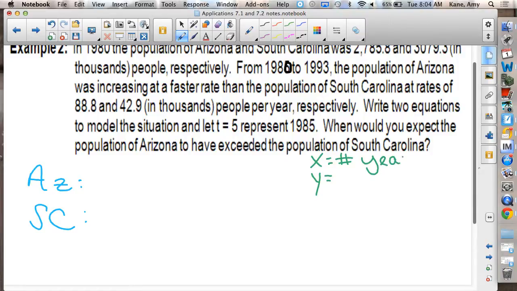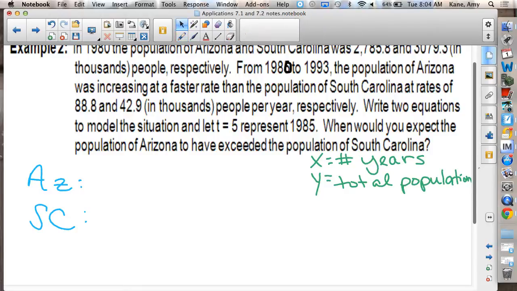So Maddie, the y would be total population. So x would be the number of years that passed since 1980, and the y would be the total population for that given number of years.